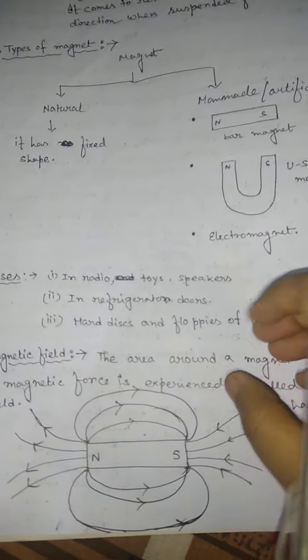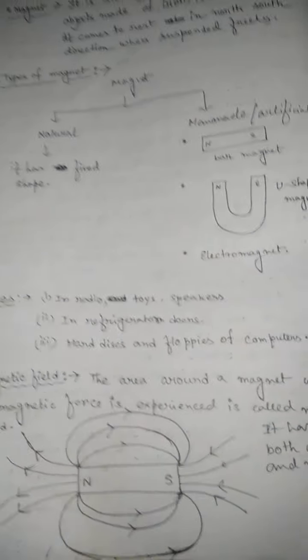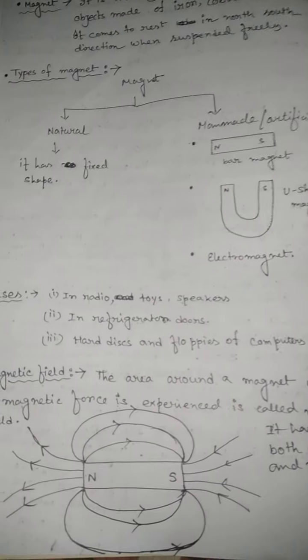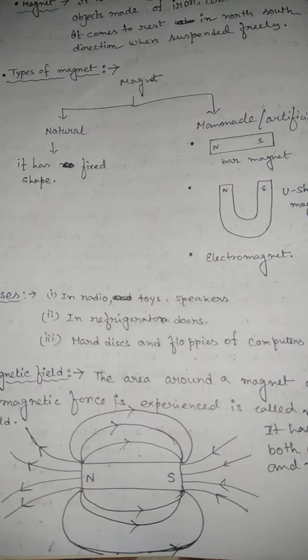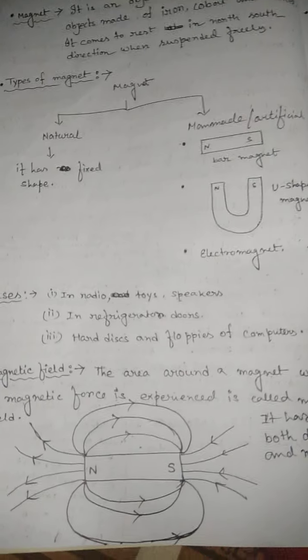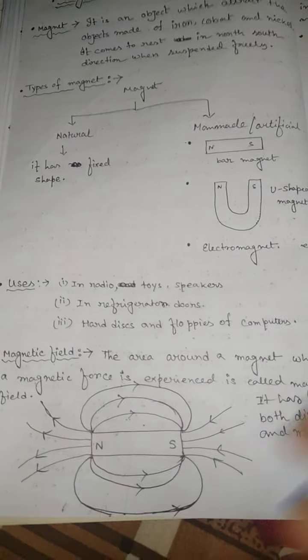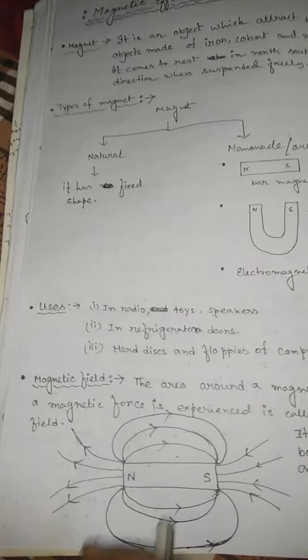Where do we use the magnet? In many ways we can use the magnet: in a TV, refrigerator, kids' toys, refrigerator doors, computer hard disks, floppies, and speakers. There we use magnets.